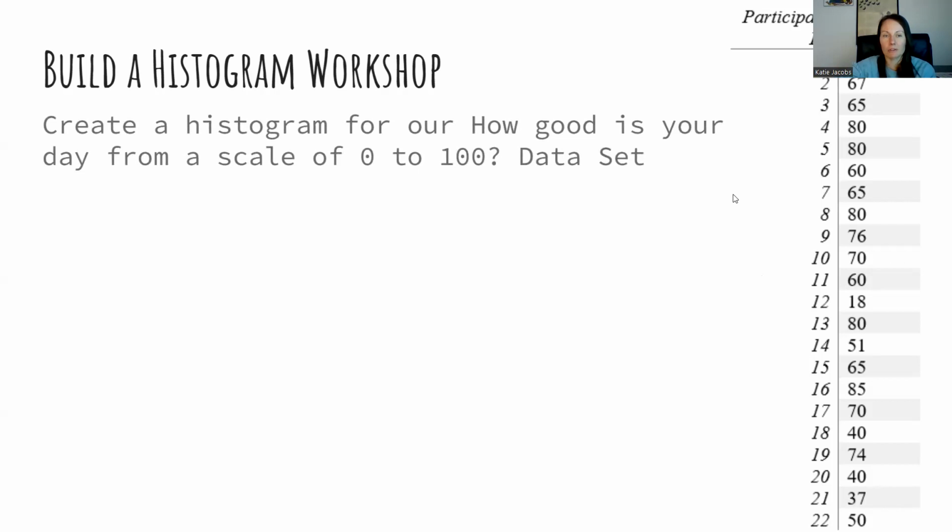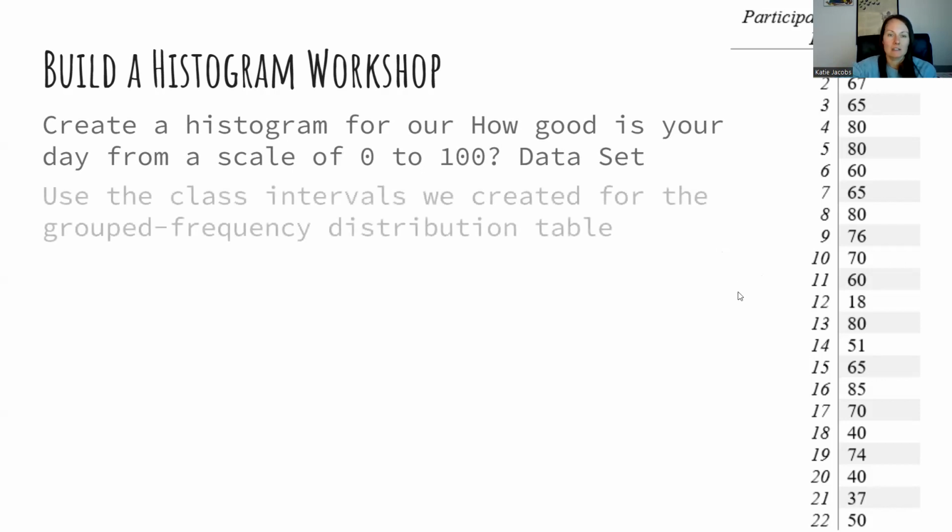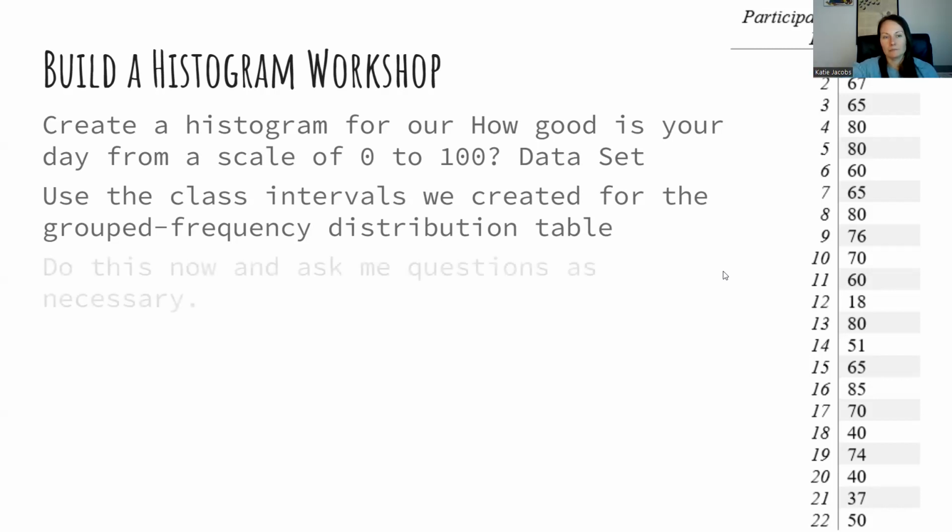All right, so again, we want to create that histogram for how good your day is, on a scale of 0 to 100. You can use the class intervals we created for the grouped frequency distribution table because this is the same data set. So again, do this now and ask me questions as necessary. You can do that by writing questions in the lecture. You can also come into my office hours for help, but make sure you can do this correctly on your own.